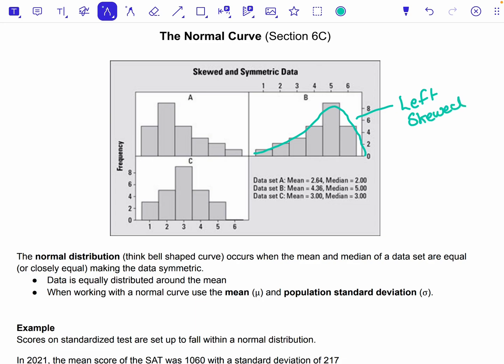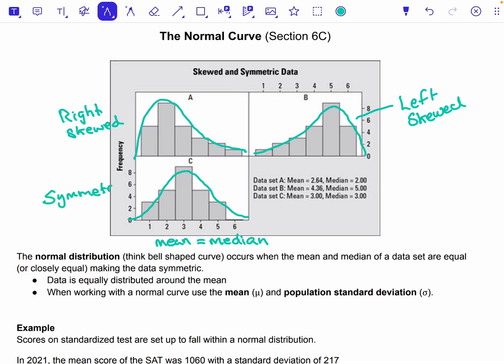And when the reverse was true and we had high outliers and the data was bunched up in the low area, we referred to that as right skewed data. But what we're going to be focused on today is the situation when the mean was almost equal to the median and we had data that was balanced out. What we referred to in our previous lesson as symmetric data.